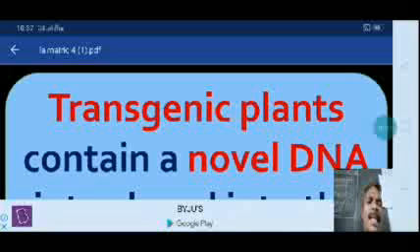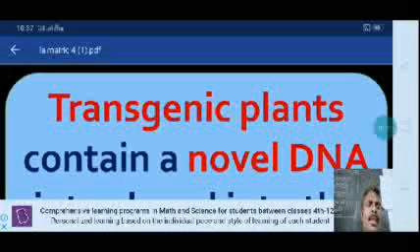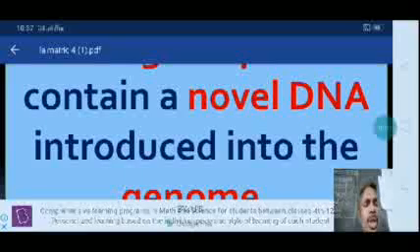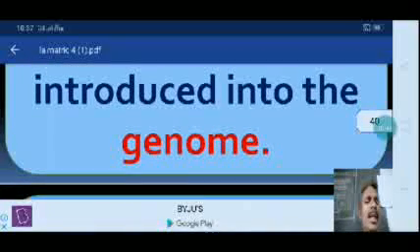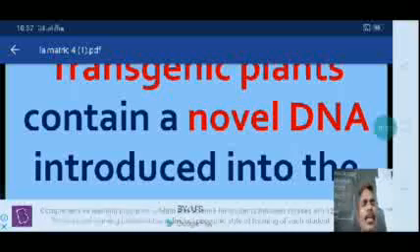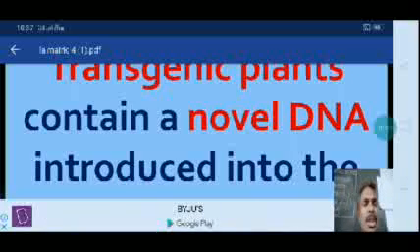Transgenic plants contain a novel DNA, nothing but a new, foreign DNA, introduced into the genome. That is called transgenic plants.